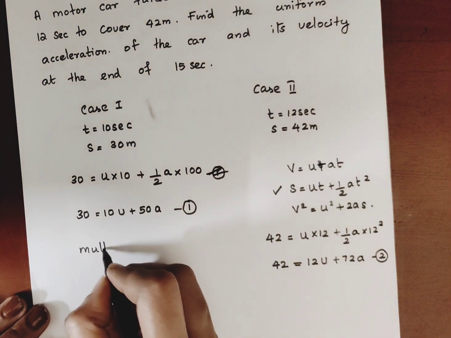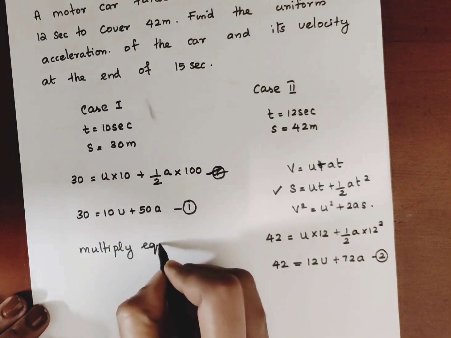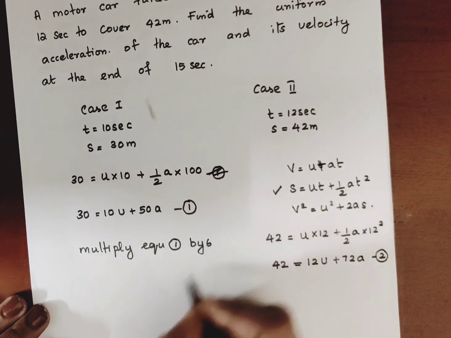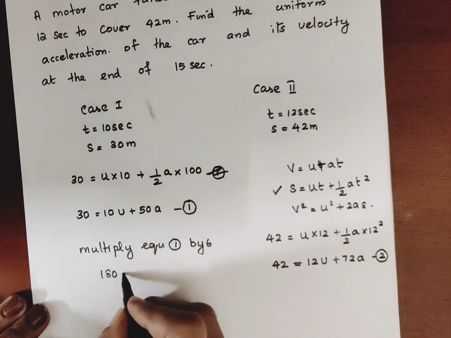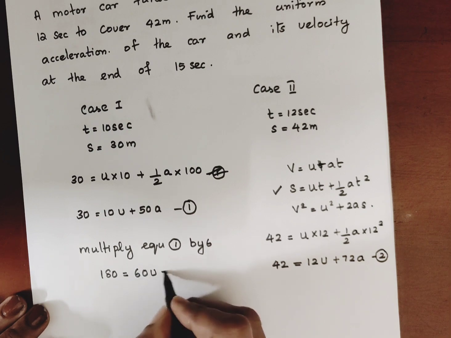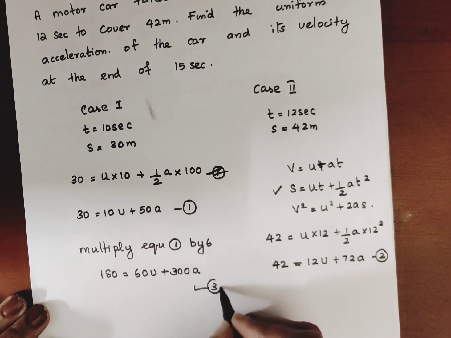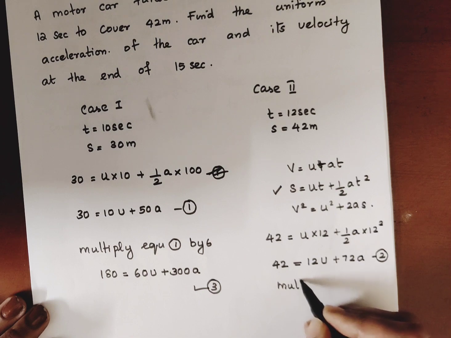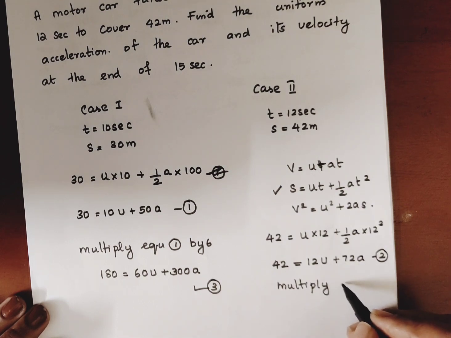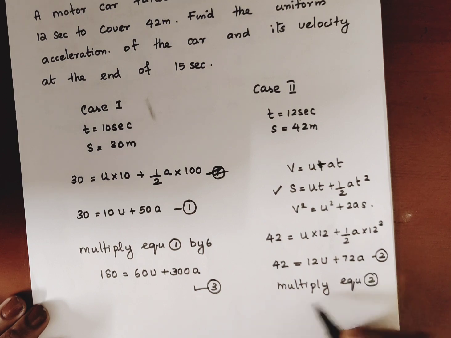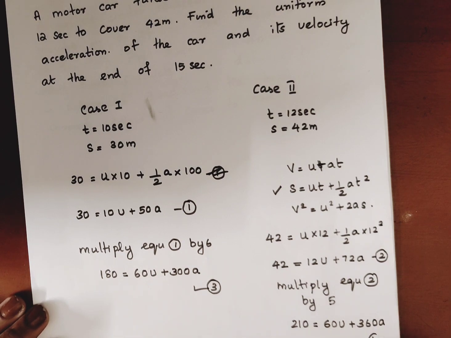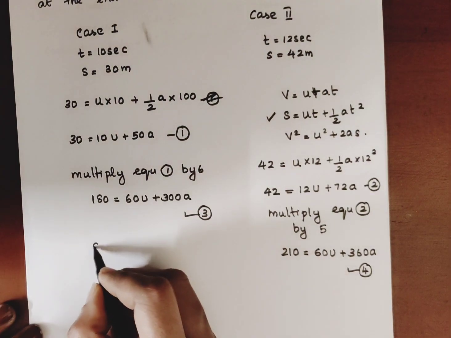So now you are going to multiply equation 1 by 6. That is 180 is equal to 60u plus 300a. That is your equation number 3. And you are going to multiply equation 2 by 5. That is 210 is equal to 60u plus 360a. That is equation 4.